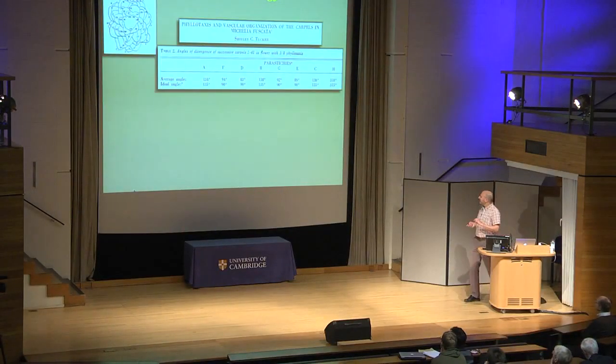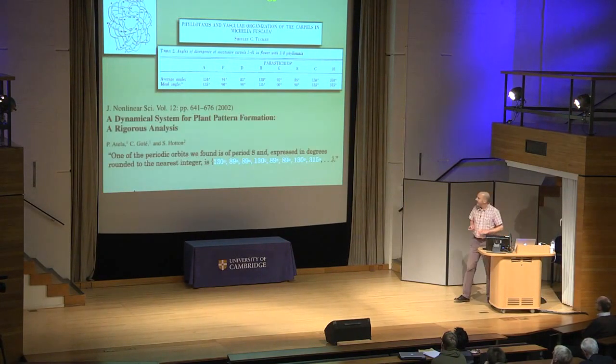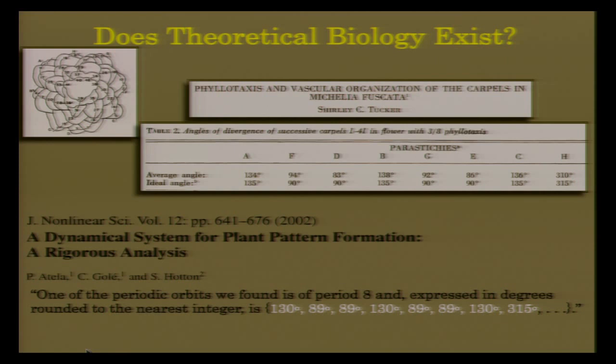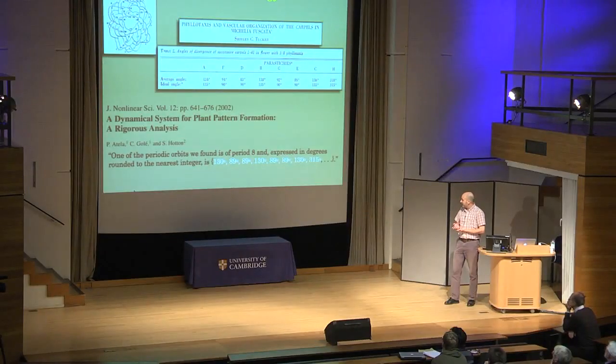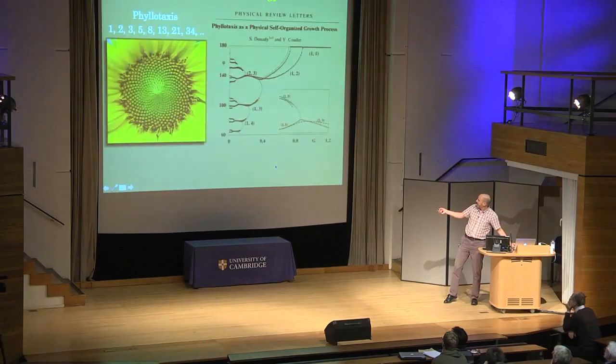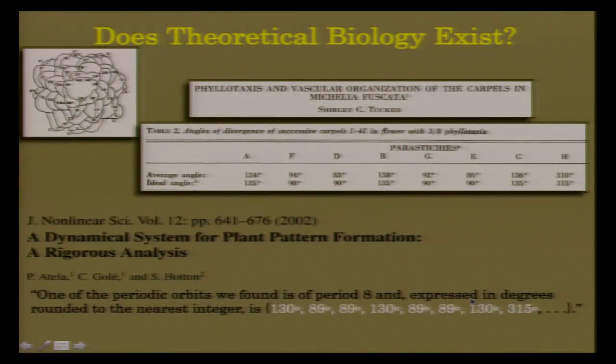Ten years later, I met three true mathematicians, Pau Atela, Christophe Golé, and Scott Hotton, who were also working on phyllotaxis, and formalized, if you will, the dynamical system that Douady and Couder had put forward. In their paper, they explain these bifurcation diagrams that we have here. On top of that, they were looking for periodic orbits, and they found one here, which is looking at the angle between the organs when a structure, this is another plant structure, is growing.